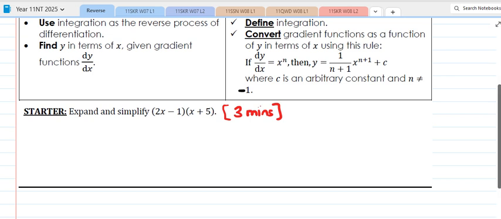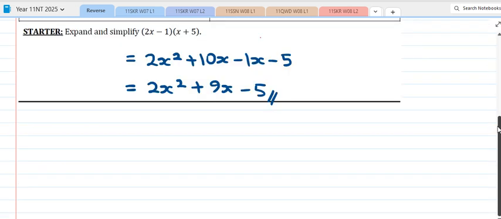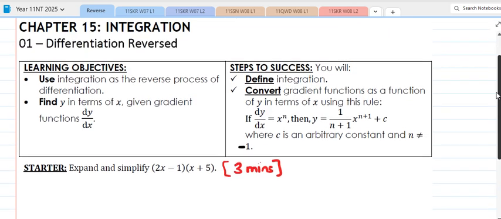Alright, 3 minutes is up. So please check here. Your final answer for the starter should be 2x² + 9x - 5. Alright, back to today's topic.